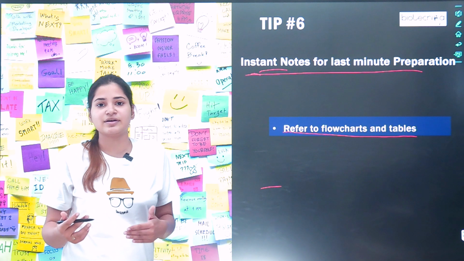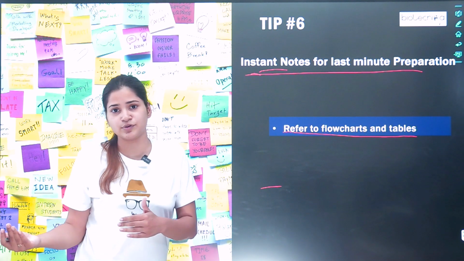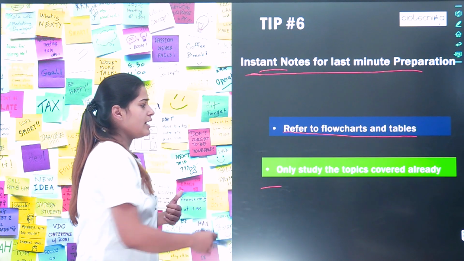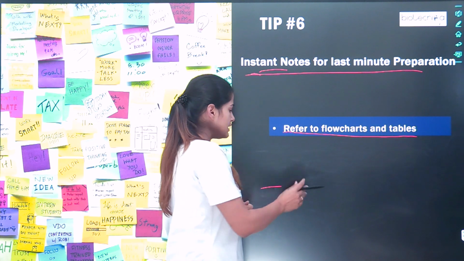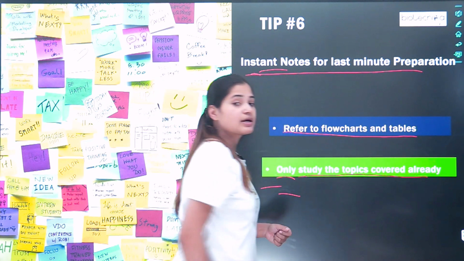So basically when you are revising, you don't need to read each and every line. You can refer to flow charts, you can refer to tables, so that you can easily understand the concept at the last moment, and you can revise each one of them. And you should only study the topics that are covered already.